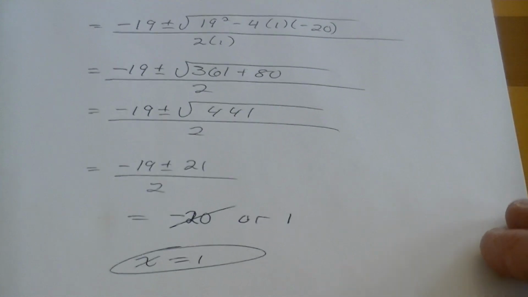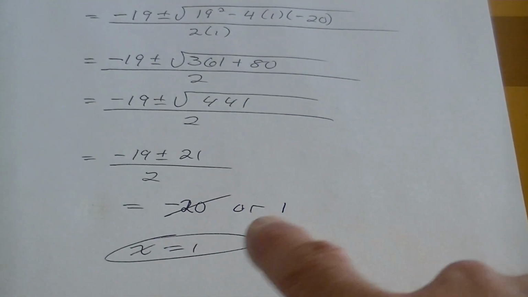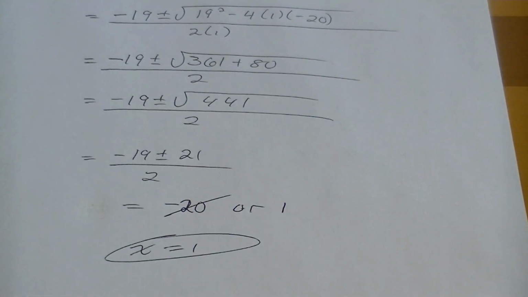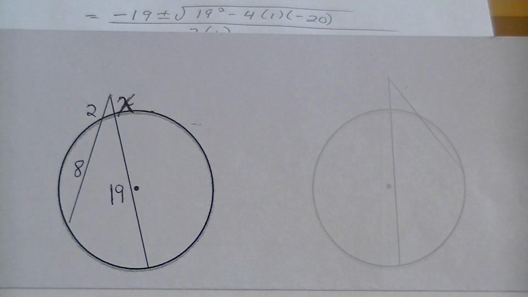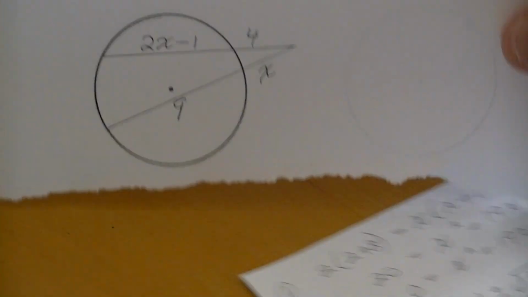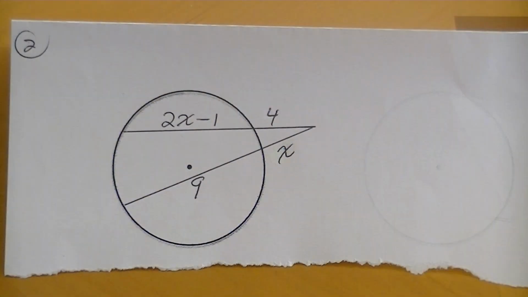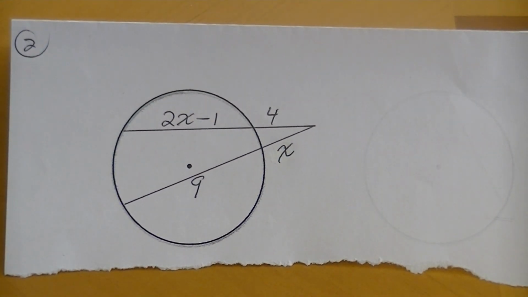And down at the end here, you'll notice I got my two answers, x equals negative 20 or 1, but I crossed off that negative 20. Why? Because x is the length of a segment. Can't be negative. So the only answer that makes sense on this one is that x equals 1. Okay, here's another one to look at. And I'll ask you to try the same thing. Pause, try to solve it.